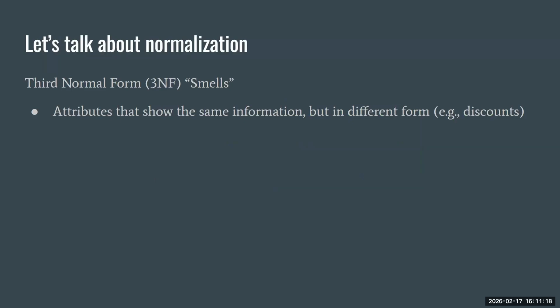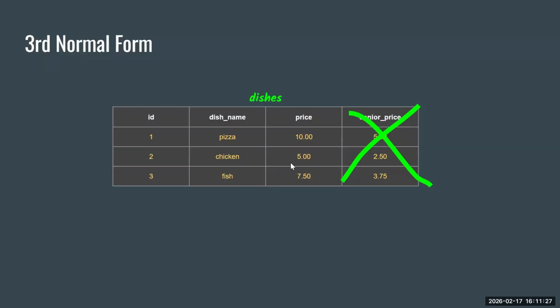And then the smell is attributes that show the same information, but in a different form. For example, discounts, because that discount is derived from the price field.